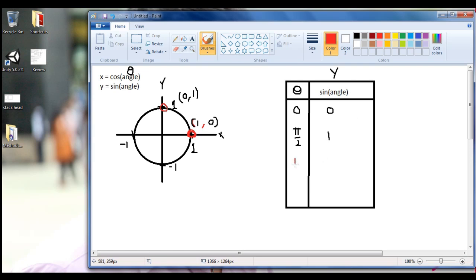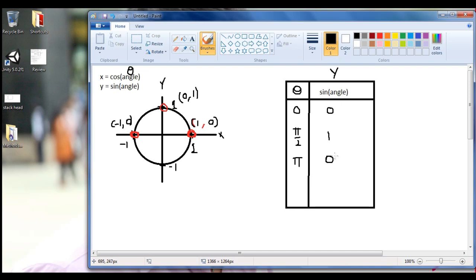Then let us take the object at 180 degree, pi. Sine of 180 degree is going to return 0. Why? Because let us take the object at 180 degree, this place. What is the x distance and y distance? Y distance is 0, right? Y value will be 0 here. So here the x value will be -1, y value will be 0. So sine is going to return us the y position.